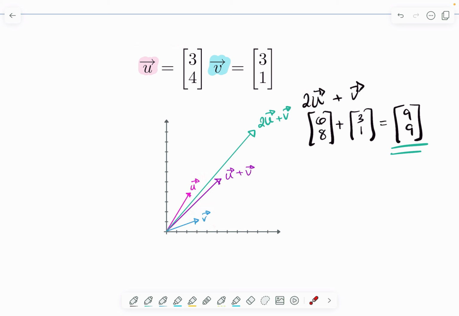And so a question that we can ask is, given one of these vectors, can you tell me if that vector is a linear combination of these two vectors and their scalars? And that is a question that we can answer.